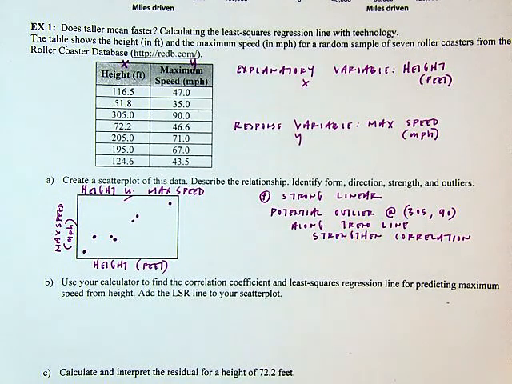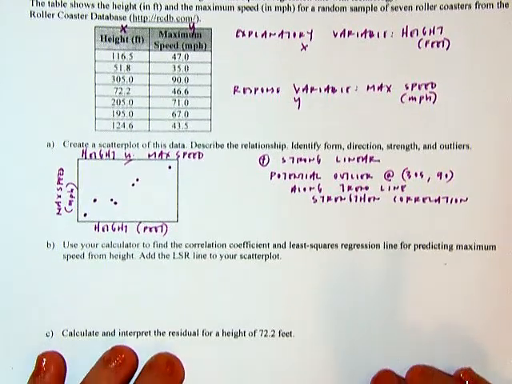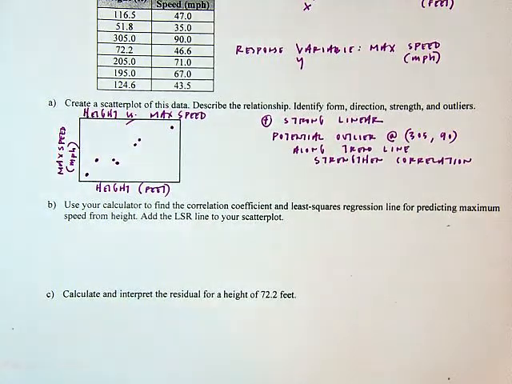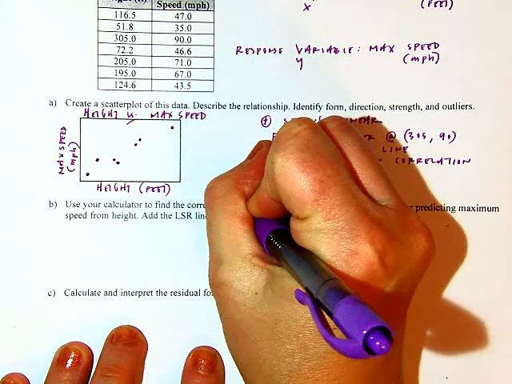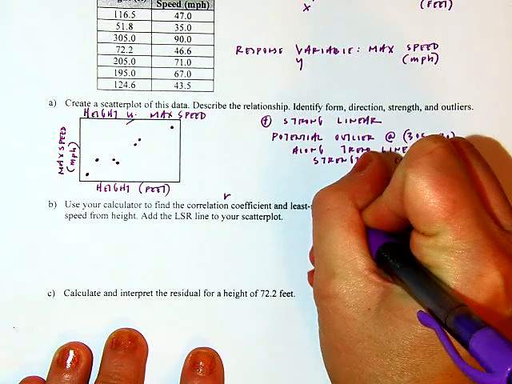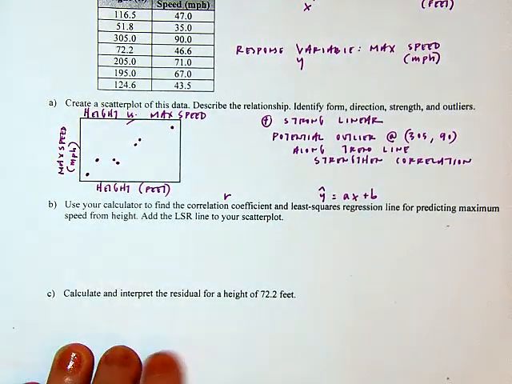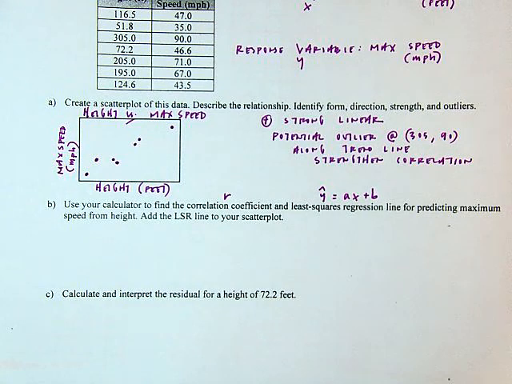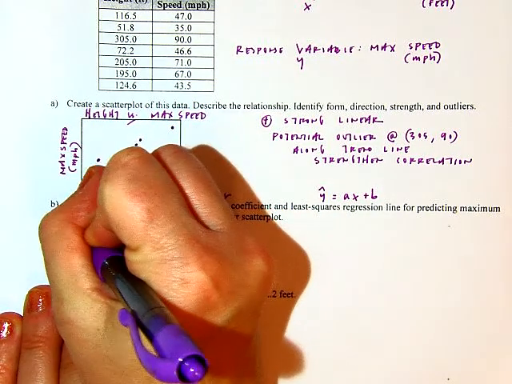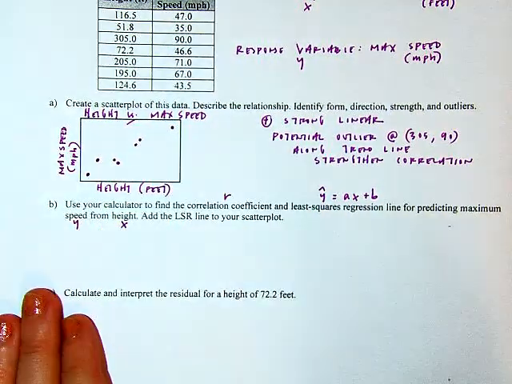All right, so now we're going to use our calculator to find correlation and the least squares regression line for predicting maximum speed from height. Correlation is the r. The least squares regression line that we're using is y hat equals ax plus b. I'm keeping that familiar format because that's just slope-intercept form, just like you learned in Algebra 1 and Algebra 2. We're predicting maximum speed, that's our y, from our height, which is x.